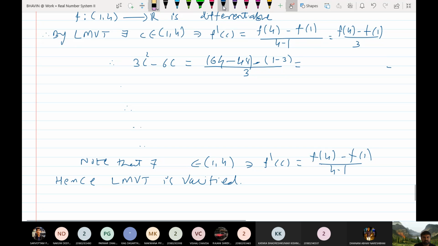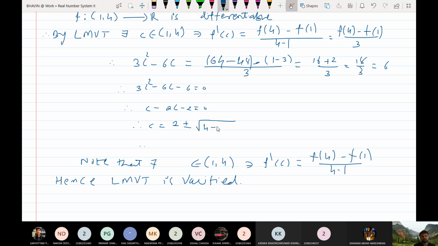यहाँ पे देखिए यहाँ क्या आएगा, ये वैल्यू कितनी होगी आपकी? 16 प्लस 2, तो यहाँ पे देखिए 3c square minus 6c minus 6 equal to 0। ये क्या, dividing by 3 you will get, यहाँ पे देखिए c equal to minus b, तो this is plus 2 plus and minus under root b square minus 4ac, तो this is 4 plus 8 upon 2। ये वैल्यू आपकी क्या है? c की वैल्यू समझ में आया?